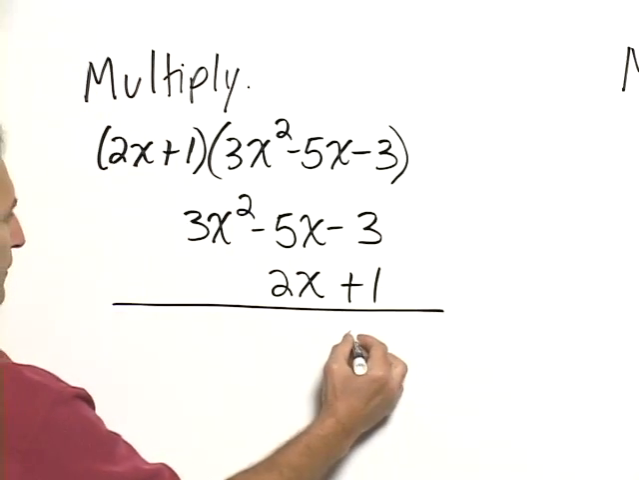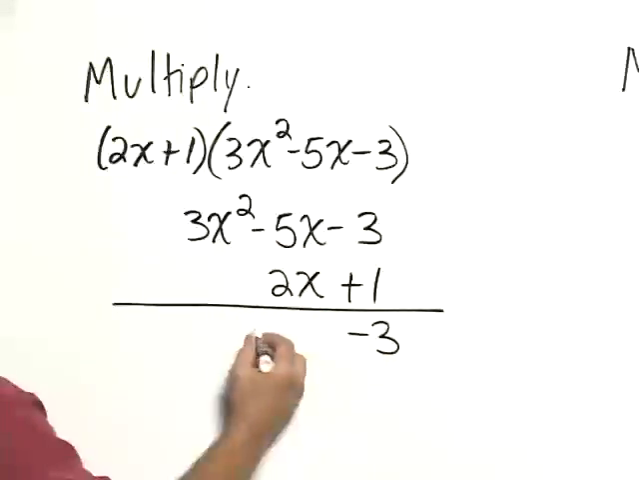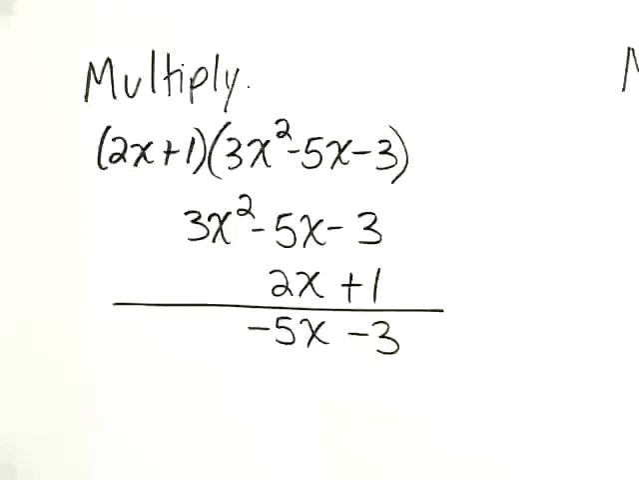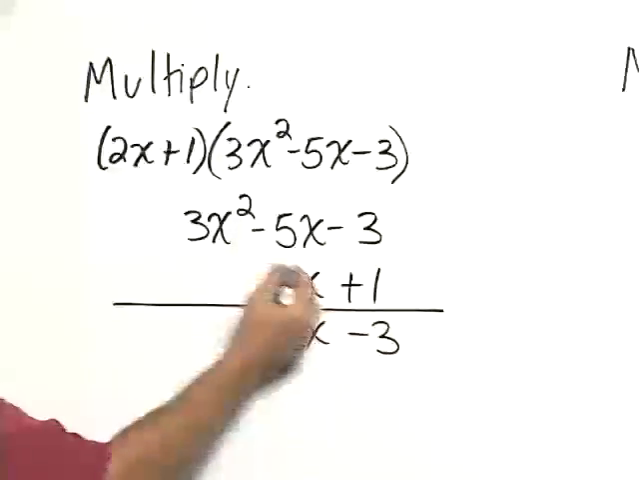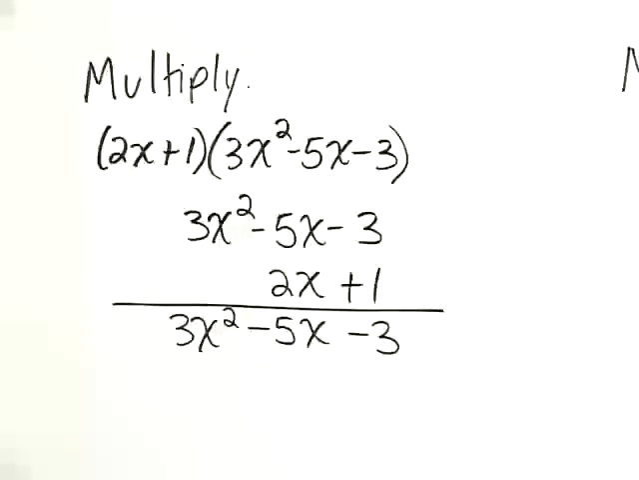1 times negative 3 is negative 3. 1 times negative 5x is negative 5x. 1 times 3x squared is 3x squared.